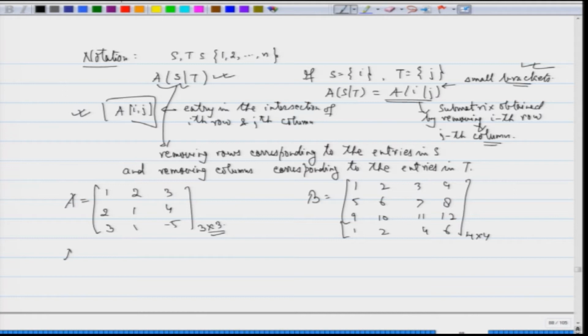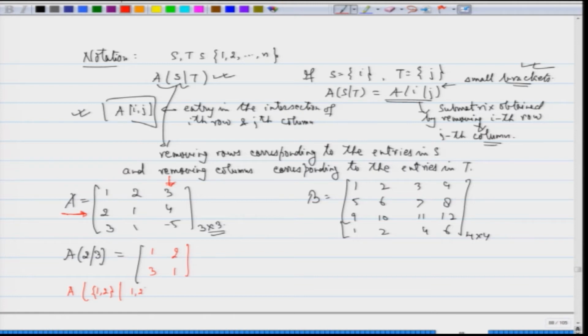But here if I am looking at A of say (2|3), I am removing the second row, and removing the third column. So, let me do it with some other ink, there is a problem otherwise. So, I am looking at this part and this part. If I remove this, what I am getting is the 1 3 entry here, 2 1 entry here. So, this is my entry, all right. So, I have removed the second row and third column.